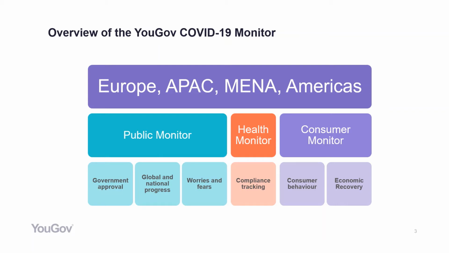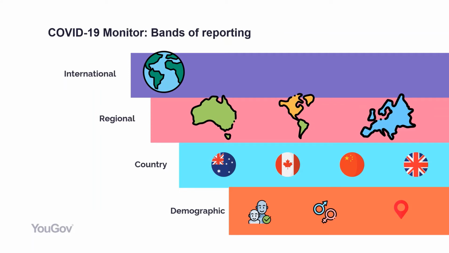The COVID-19 monitor reports across four bands, which is the international, regional, country, and demographic. So when we talk about international, we can very successfully compare Europe against the Americas when looking at COVID-19 data. We can also take that down to looking at regions as a collective. So if you want to talk about Europe in isolation, we cover enough countries within Europe to be able to do that. We can also look at the data for a specific country in isolation, and we can also go deeper within those countries to certain demographic groups. So we can break the data up by age, gender, or region.